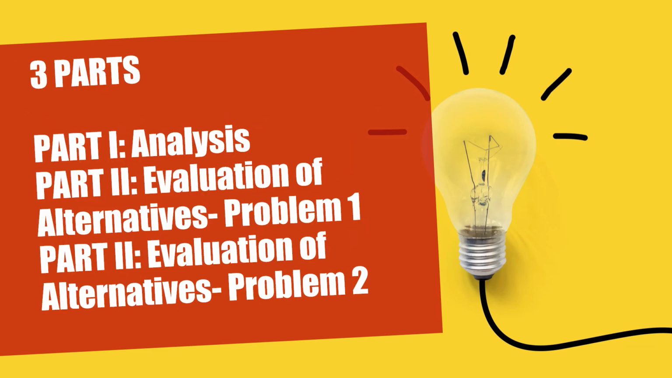So here in the evaluation of alternatives, it is divided into 3 parts. Part 1 is on the analysis. Second is on the evaluation proper of the alternatives of problem 1. And part 3 is the evaluation of alternatives for the second problem.